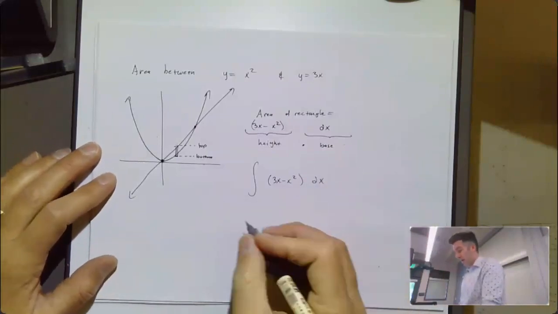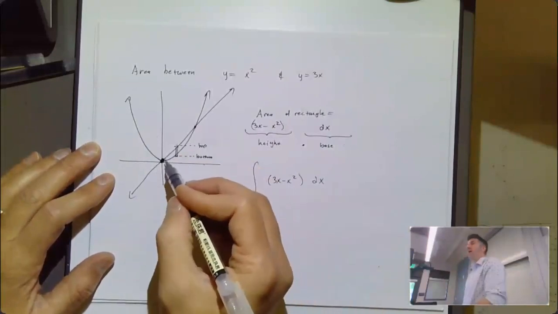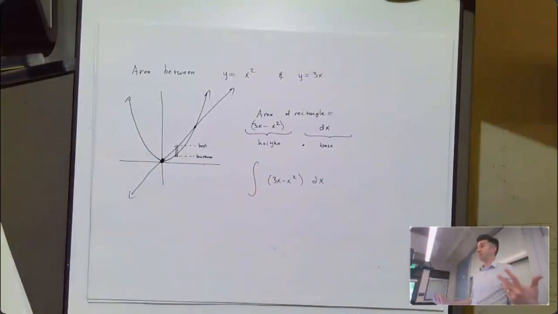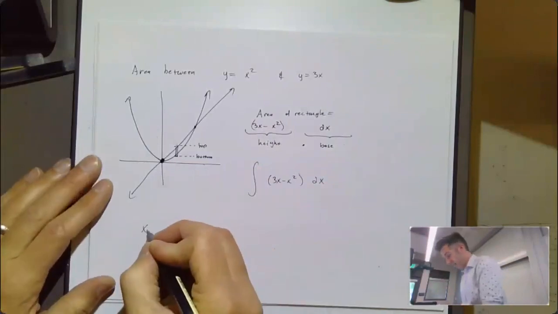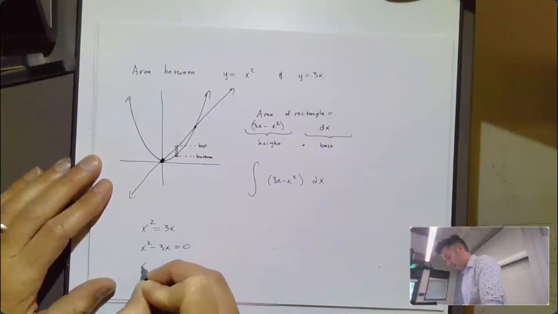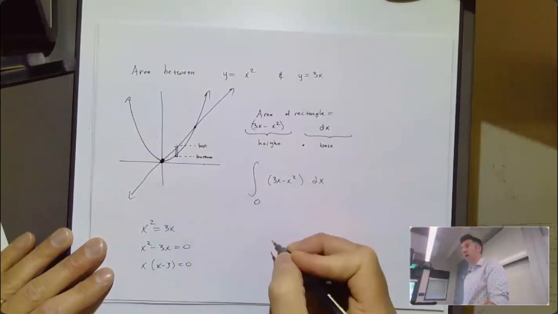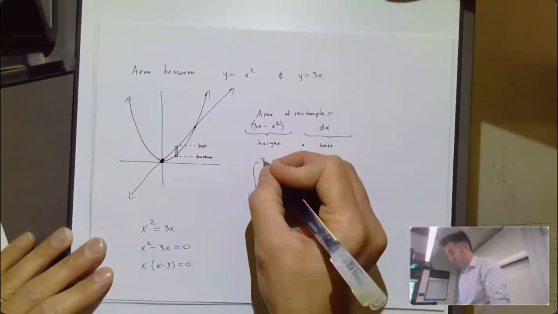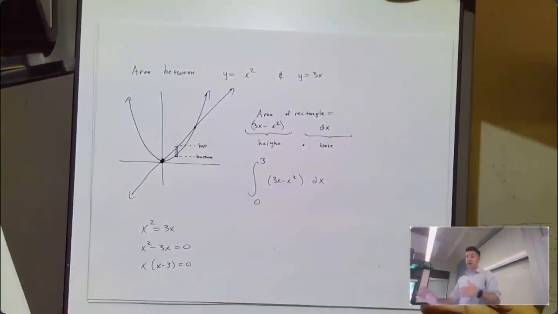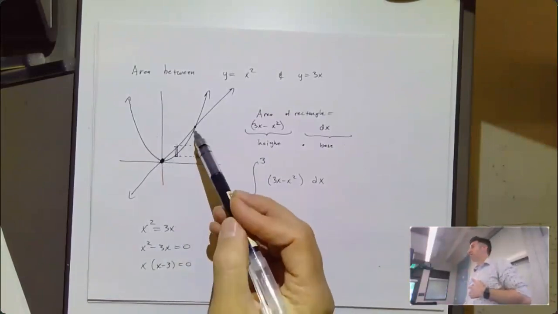From as far left as where? How far left do my rectangles go? Or where do these two functions intersect? Well, if I set x squared equal to 3x, bring everything over to the left, I factor out an x. I'm as far left as x equal to 0, and as far right as x equal to 3. So that's how you calculate the area between these two curves. You do the integral of the top curve minus the bottom curve, and then you would go from the left place of intersection to the right place of intersection.